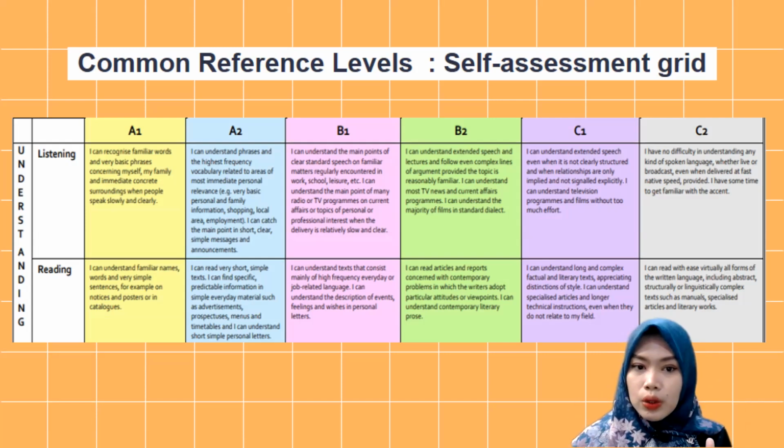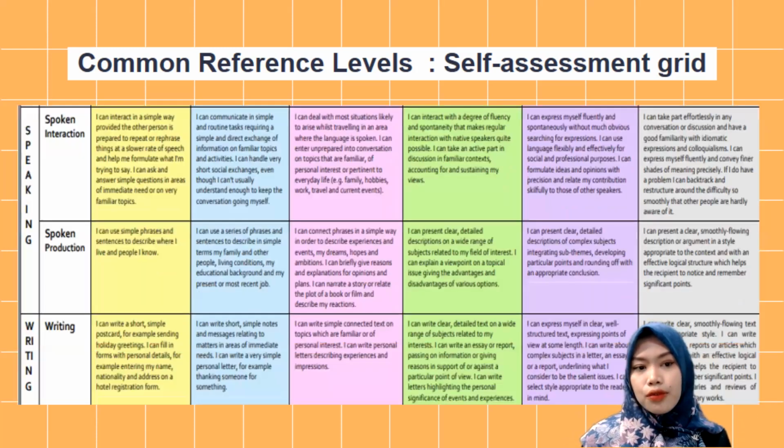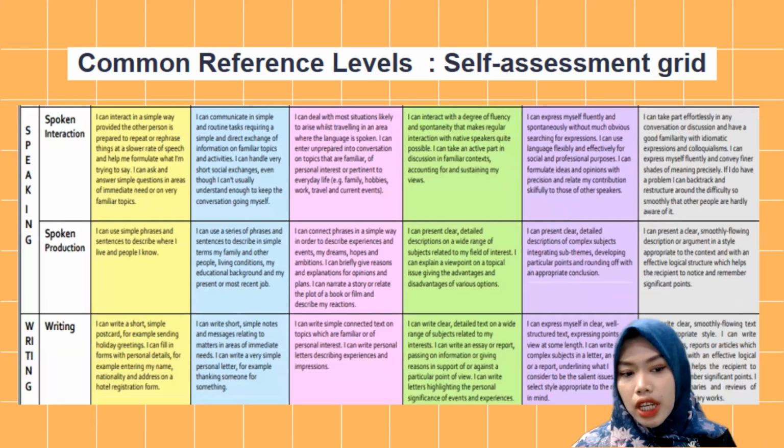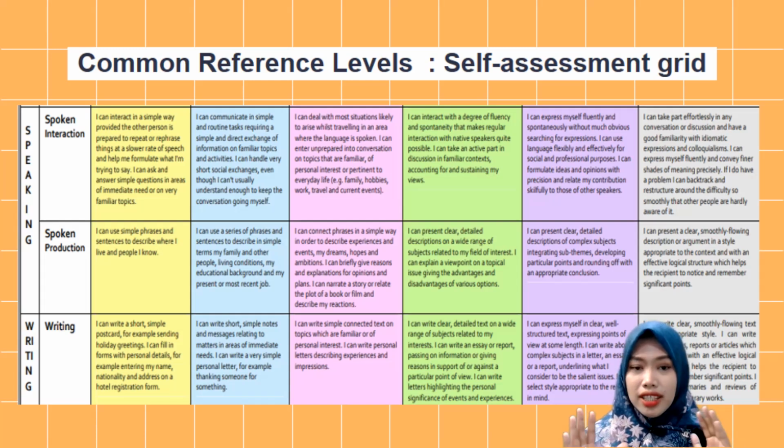What can we do at this level? And the listening part and the reading part. And then for spoken interaction, spoken production, and writing. So I suggest you to not only watch this video presentation, but also read the book of CEFR, because it's a lot of things that we should understand. Okay.